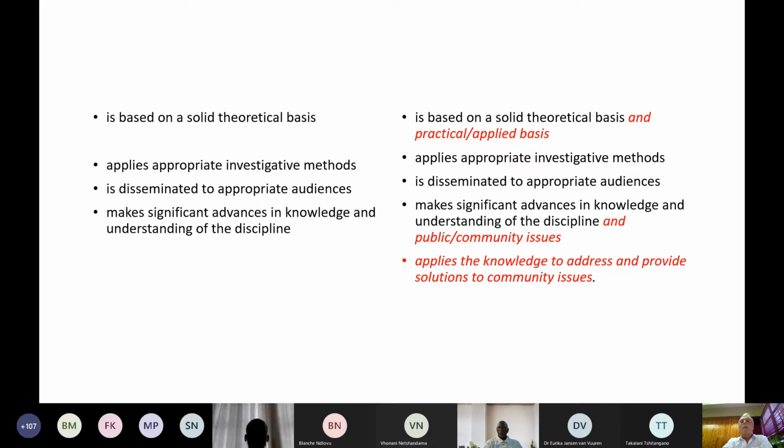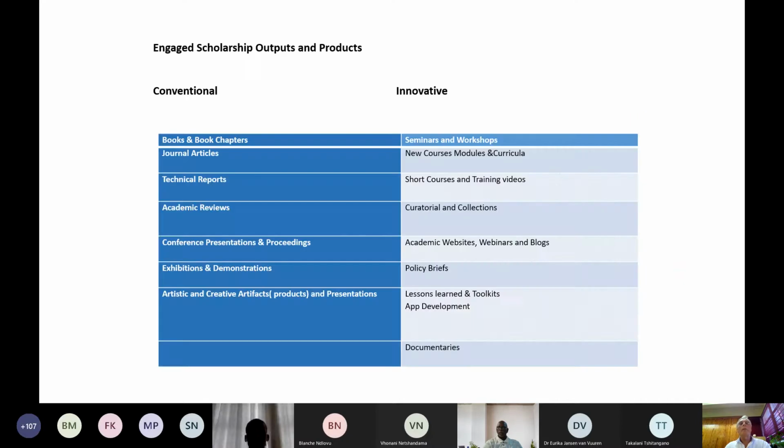I'm not going to read all of them. You should get the recording of this, and I will make this PowerPoint available. I think the last point there is important: applies the knowledge to address and provide solutions to community issues. So that's a type of research that will flow from engaged research, when you're engaging with the community and you're engaging with different publics, other than staying on campus and only engaging with your students. You're engaging with adults off the campus, you're engaging with different markets, you're engaging with different communities.